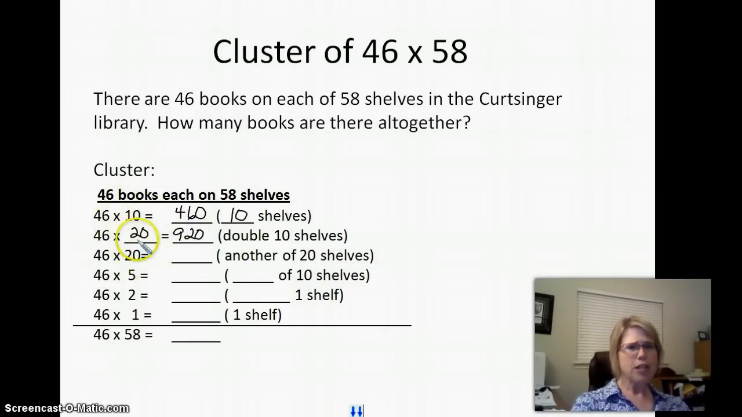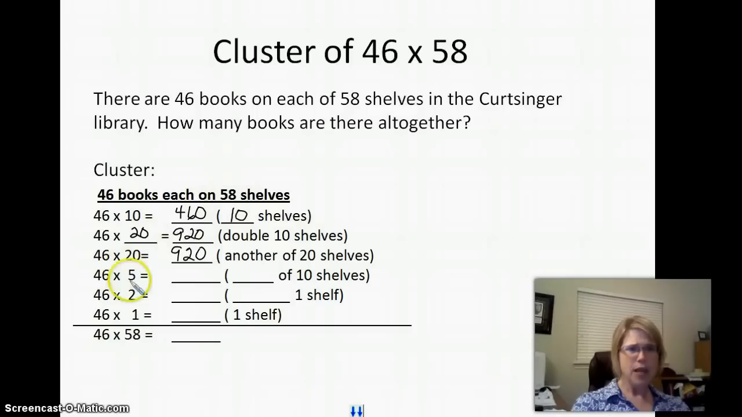We're only at 30 shelves, and we do need 58. So the question is, can I do 20 more shelves? And the answer is yes, because that will get me 50 shelves. So we don't really have to do any brain power there. It's just another 20 groups, right? Another 20 shelves. So now that I've done 50, I need to get 8 more shelves.